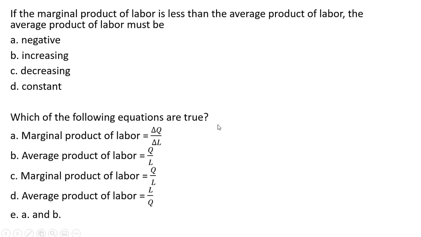Which of the following equations are true? The marginal product of labor can be thought of as a change in output over the change in labor. That's true. The average product of labor is output divided by labor. That is true. And C and D are incorrect equations. So the correct answer here is going to be E, answers A and B.